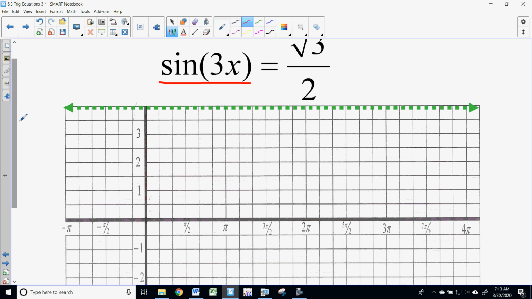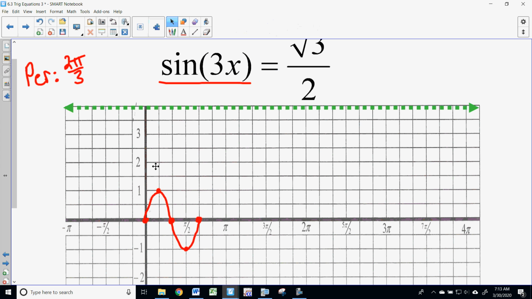So let's go back to what we know about graphing. We would find our period. That 3 changes our period. This is 2 pi over 3. So sine starts at 0. It would end at 2 pi over 3. In the middle, it's at 0. In the middle here, it's at 1. In the middle here, it's at negative 1. Our 5 key points. And we would sketch our graph.